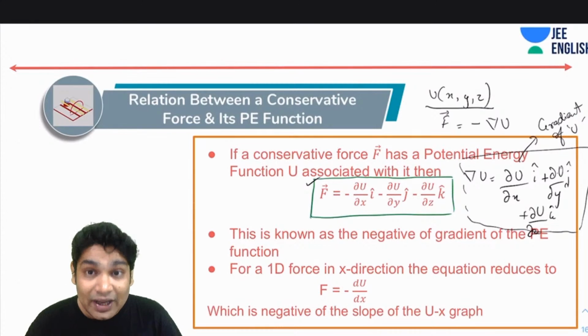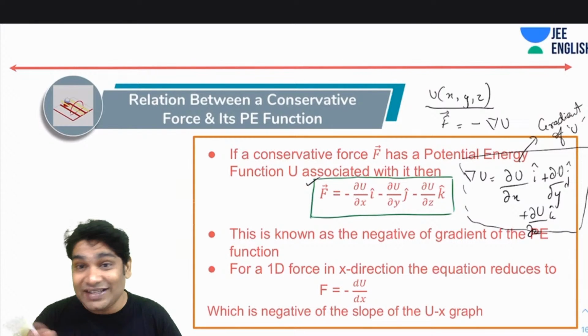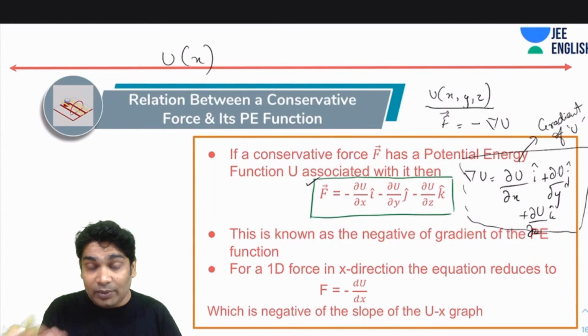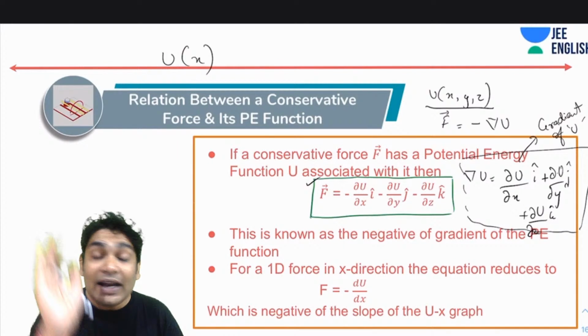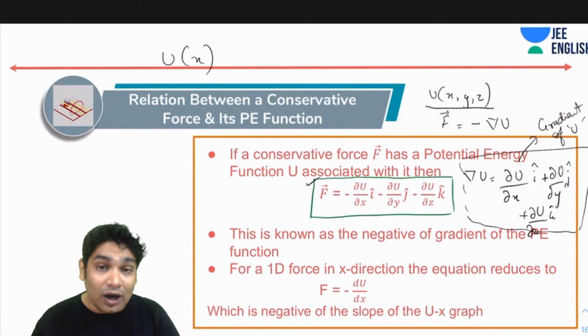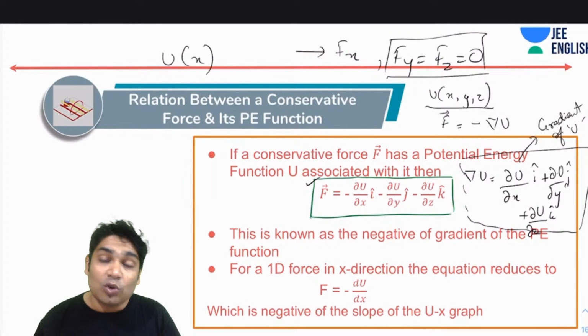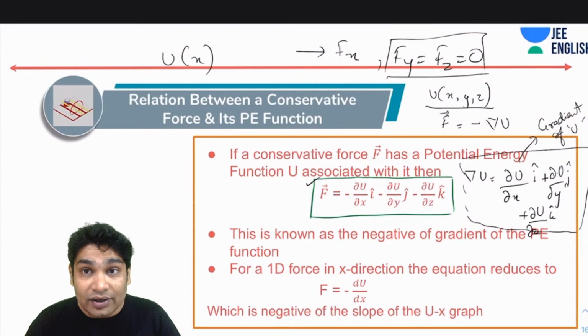Now in 1D what will happen? If a force is in 1D, let's say, then you realize U will be a function of X only, right? Why? Because if the force is only in X, any work will be done only by X displacement. The Y displacement and the Z displacement will not matter, right? Because the force is only in X. So suppose a force is in X only, Fx, and Fy equals Fz equals 0. You have a force which is one dimensional. It acts only in one direction. In that case, there is no force in Y, there is no force in Z.